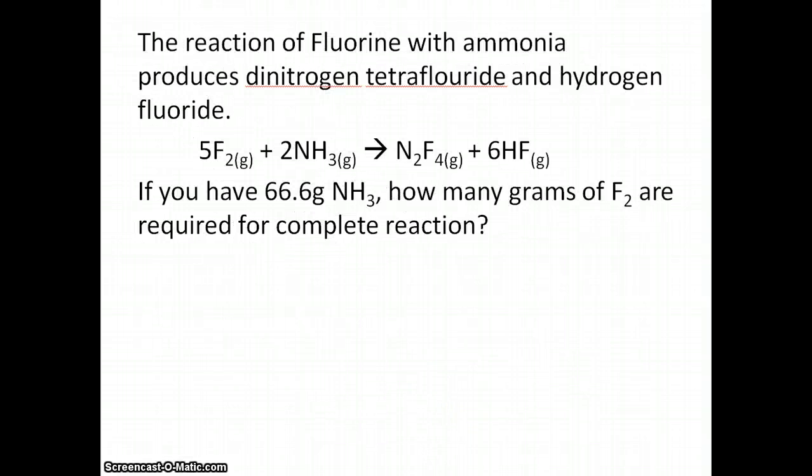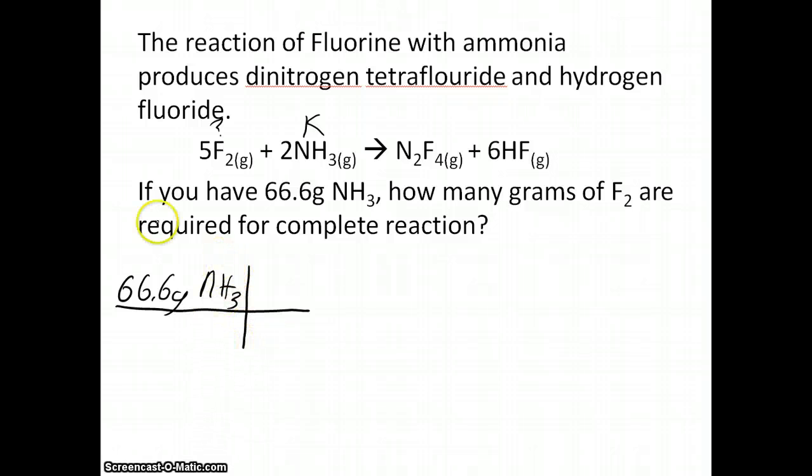So let's try another one. The reaction of fluorine with ammonia produces dinitrogen tetrafluoride and hydrogen fluoride, with the equation right here. If you have 66 grams of NH3, how many grams of F2 are required for complete reaction? Let's think, what is this whole problem asking? It's saying we have 66 grams of this, so this is our known, and it's asking how many grams of fluorine we need. So we start with what we know: 66.6 grams of NH3. That's our beginning quantity here.